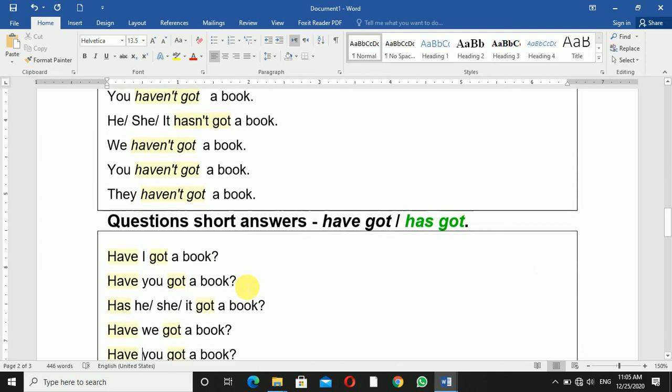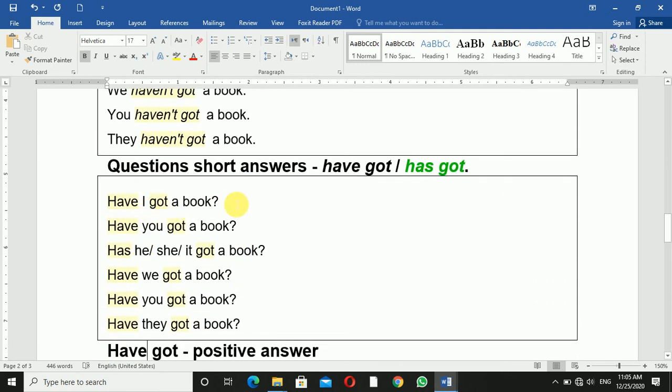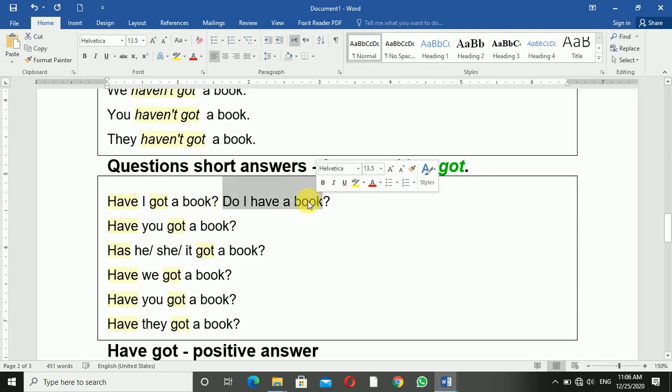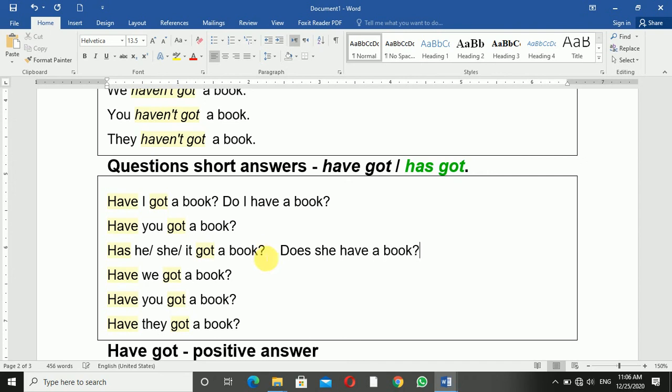Questions or short answers. Have I got a book? This is the full form, not the short form. Have I got a book? In American English, Do I have a book? Both have the same meaning, both are simple present tense. Okay? Have you got a book? Has she got a book? Here you can also say, Does she have a book? See this? Does she have a book? Same meaning. Have you got a book? Or have they got a book?